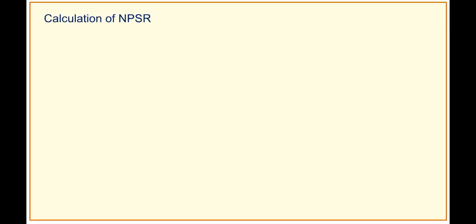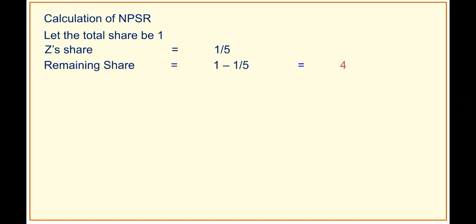Make a page for journal entries and start with our working notes. First, calculation of new profit sharing ratio. Let the total share be 1. Then Z's share is 1/5. Now I am not explaining every step in detail because we have already done that in our last video. If you have not seen that, please go back to that video and learn how to calculate the new profit sharing ratio in detail. Now the remaining share, after giving share to Z: how much is remaining with us? So 1 minus 1/5 comes to 4/5.